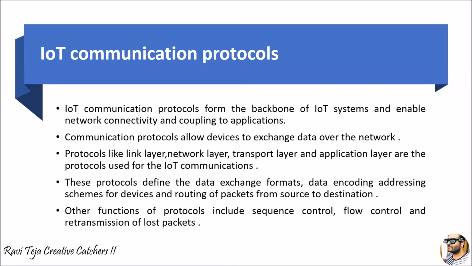There are several protocols like link layer, network layer, transport layer, application layer. These are the most famously used protocols or layer models for IoT communication. These protocols are generally maintained for the data exchange format, data encoding, addressing schemes, and for routing of packets from source to destination. Routing means sending the data in the form of packets from source to destination.